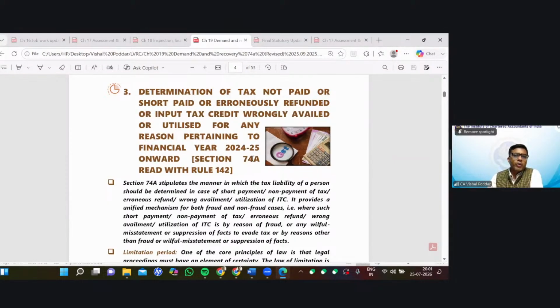Now if this is happening for financial year 24-25 onwards, we have a new section. Prior to that, we had 73 and 74, two different sections. Now they have been merged into one section, that is 74A. Basically, what this section does is it empowers the officer to proceed against the taxpayer by issuing a notice asking the taxpayer to pay the amount.